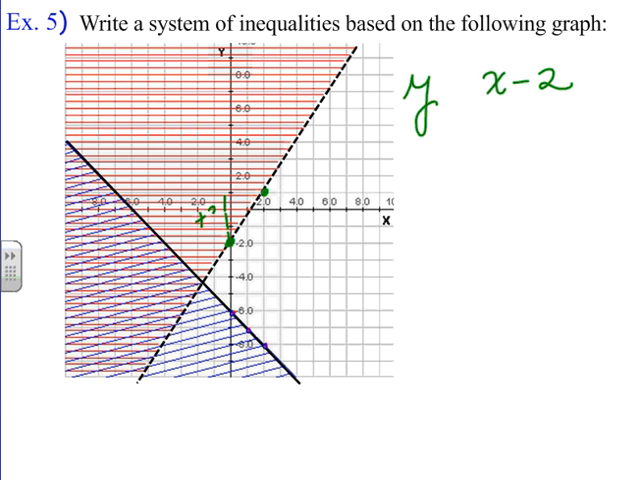So we see it's +3 over +2. So that will be our slope there, 3/2. And because it is shaded above the line, it would be a greater than sign. And because it's dotted, no equal sign. So we're good with that one.